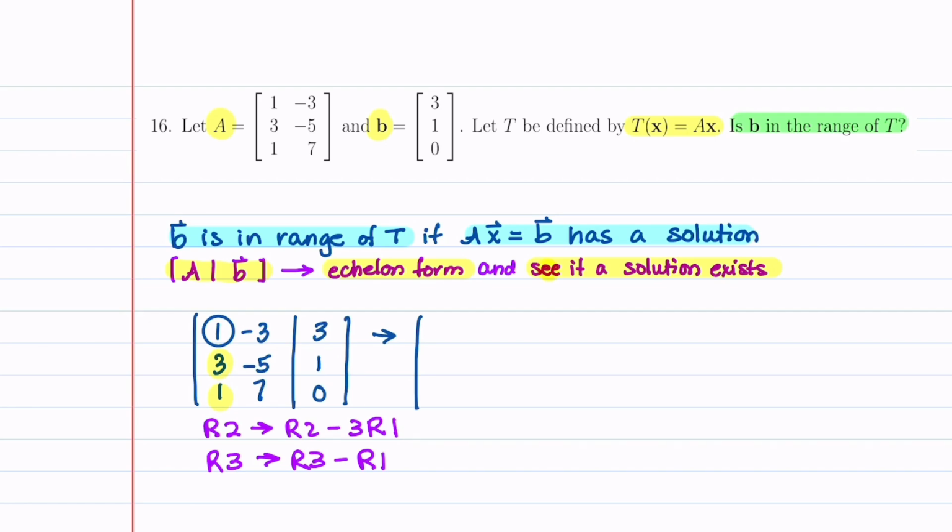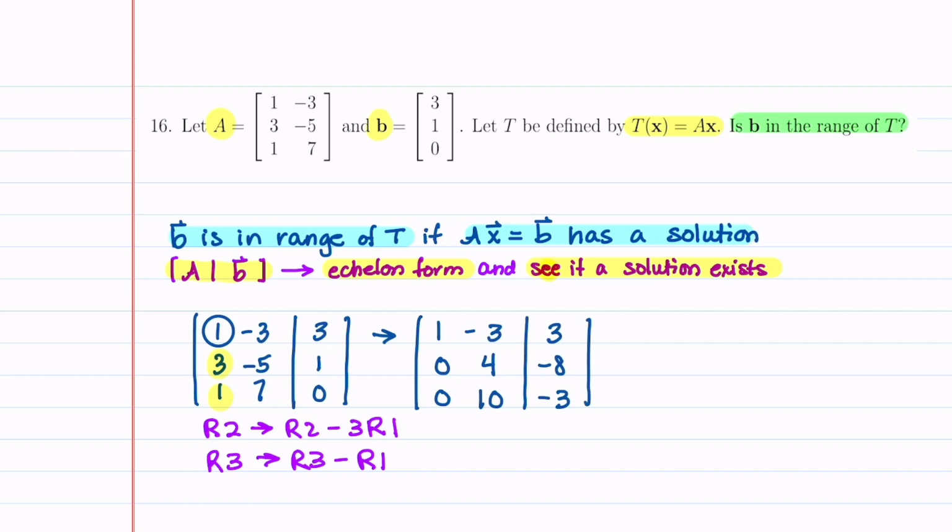Let's see what this gives us. Our first row stays the same. Then in our second row, we're going to get a 0. We're going to pick up a 9 minus 5, which is going to give us a 4. And then we're going to have a minus 9 plus 1, which is going to give us a minus 8. And then in our third row, we're going to have a 0. We have a positive 3 plus 7 gives us a 10. And then we have a minus 3 plus 0 gives us a minus 3.